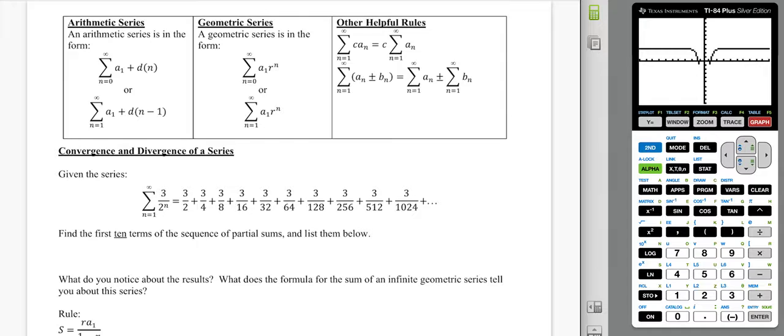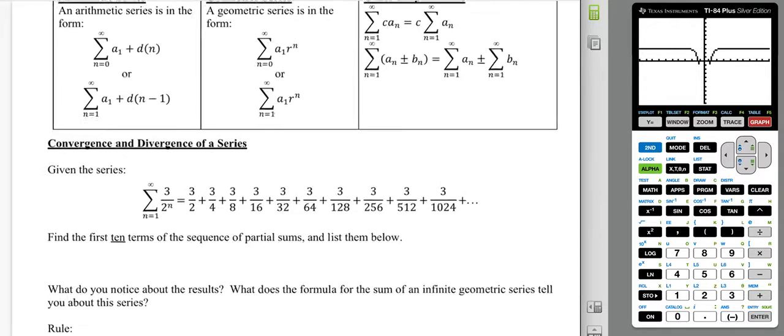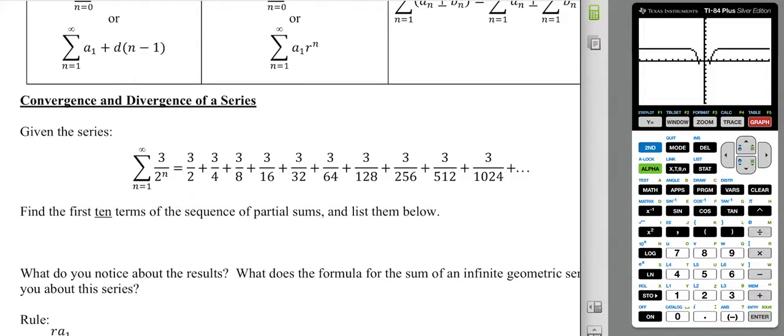So let's look at this example here. The sum going from 1 to infinity of 3 over 2 to the nth power, and you can see the expansion there. It says find the first 10 terms of the sequence of partial sums and list them below. Partial sums is really just talking about adding the first term to itself. Well, that's easy enough. That's 3 over 2.